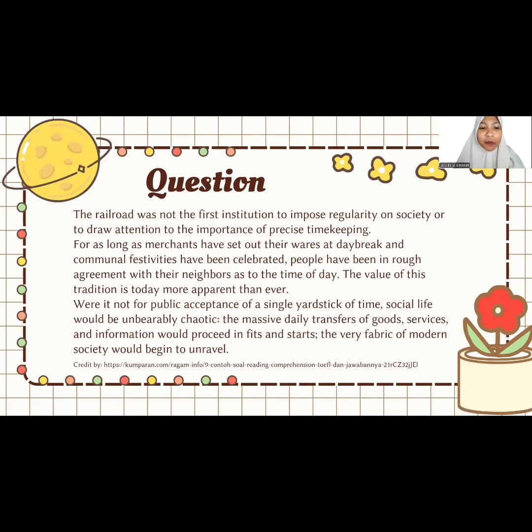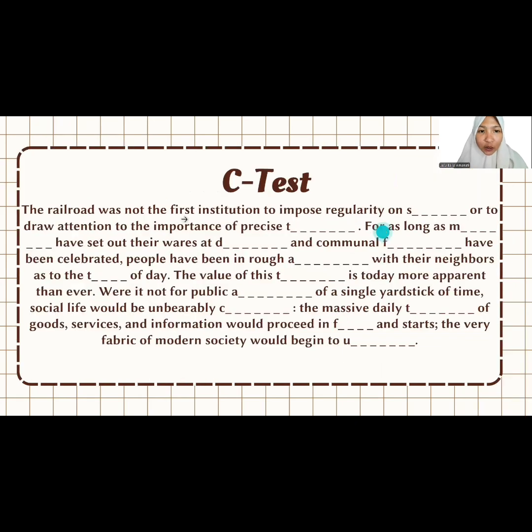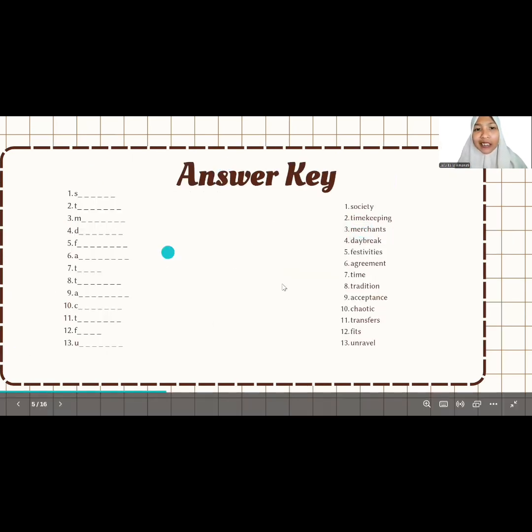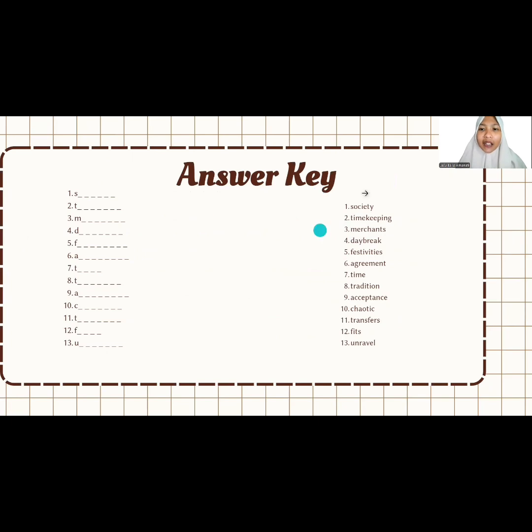Here is an example of the assessment, and you must fill in the missing part correctly. The railroad was not the first institution to impose regularly on the blah blah blah. Blah blah blah importance of prices blah blah blah. And this is about the answer key. Answer key. In question number one is about society.